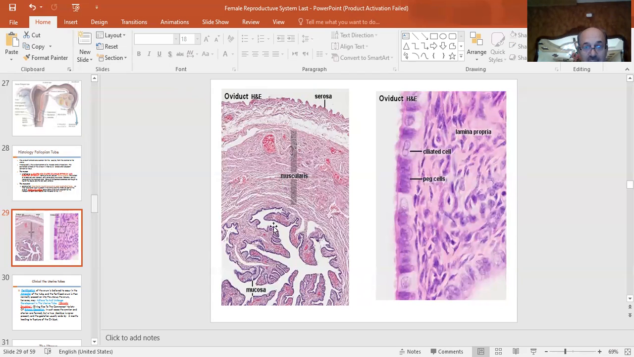And here you see several folding patterns. This is from the ampullar region. And with the magnified section over here, you see the cilia, columnar epithelium, ciliated cells. You have other cells which are not ciliated, and underneath that we have the lamina propria.